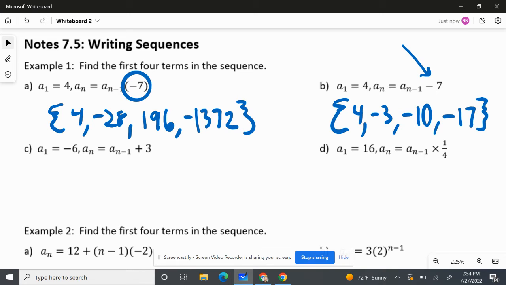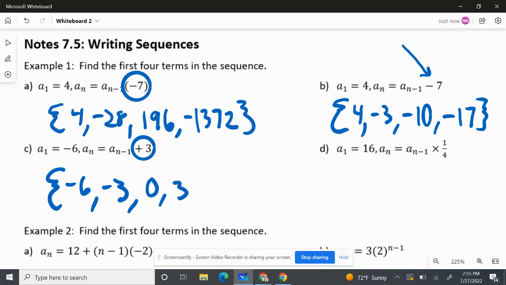Pause the video and try those next two on your own. So for letter C, -6 is my first term. Then I'm adding 3, so that would be -3. I add 3 to get 0. I add 3 to get 3, and that would be my sequence.